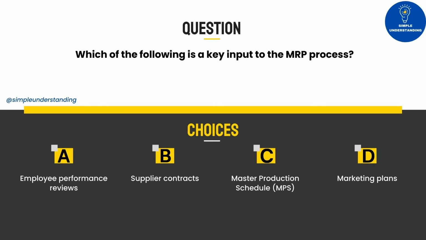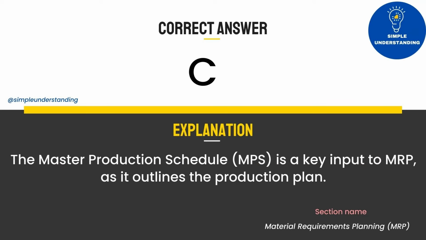2. Which of the following is a key input to the MRP process? A. Employee performance reviews. B. Supplier contracts. C. Master production schedule, MPS. D. Marketing plans. Correct answer: C. Overall explanation. The Master Production Schedule, MPS, is a key input to MRP, as it outlines the production plan.